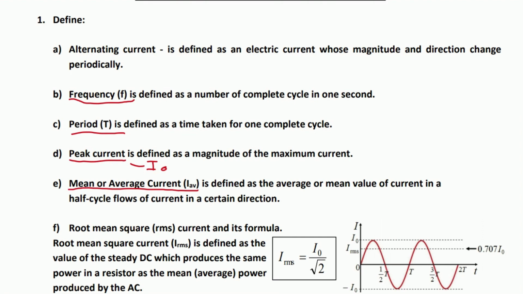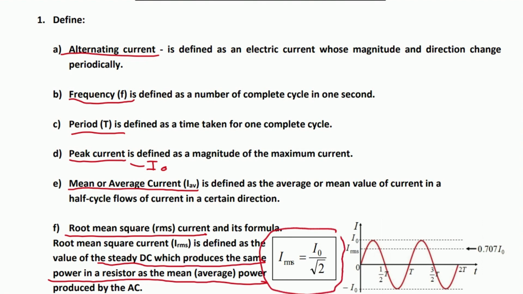I average is defined as the average mean value of current in a half cycle of current flow in a certain direction. Then we have the root mean squared (RMS) current. RMS current is defined as the value of the steady direct current which produces the same power in a resistor as the mean average power produced by the AC. So this is the equation for the RMS: I RMS equals I naught divided by root 2, where I naught is the peak current, as I told you before.